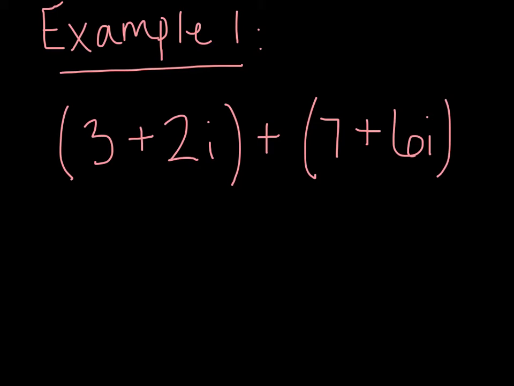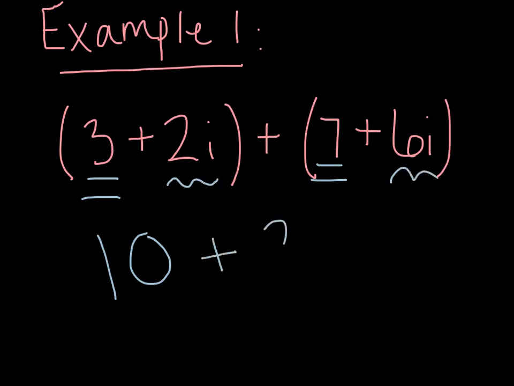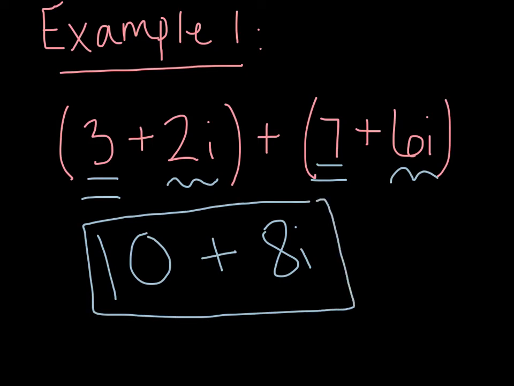Our first problem is starting out with adding two complex numbers. So when we start out by adding complex numbers, we're going to add the real parts, 3 and 7, to give us 10. Then we're going to combine the imaginary parts, 2i and 6i. We're going to get 8i. And that is our final answer.